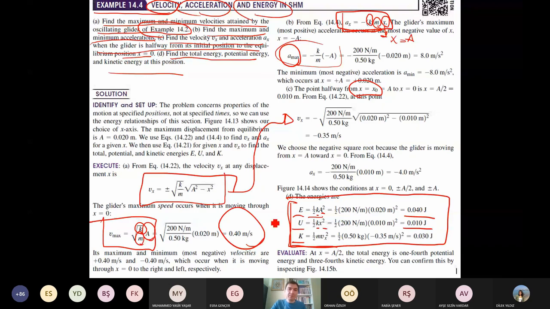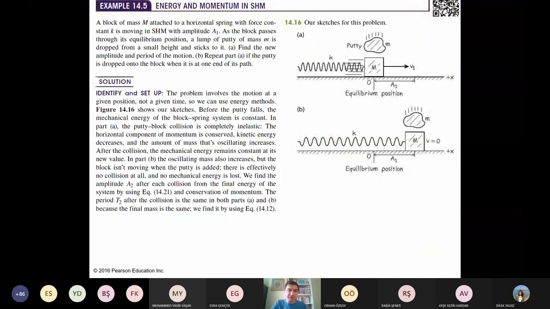Let me finish with this last example and last transparency, example 14.5, energy and momentum in simple harmonic motion. Here we have a block with mass capital M attached to a horizontal spring with force constant k. It is moving in simple harmonic motion with amplitude A1, between positive A1 and negative A1.